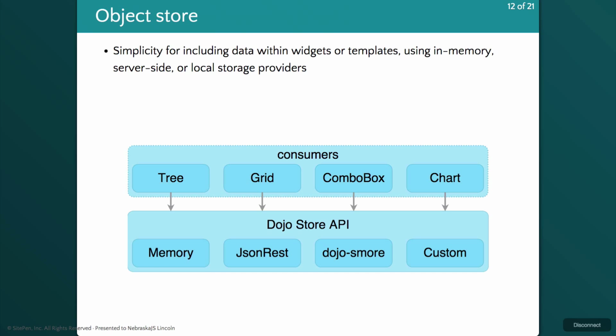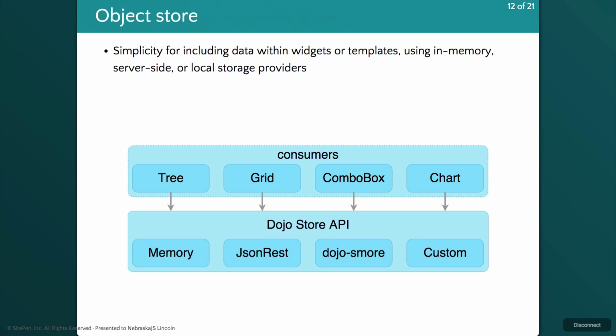All of the data interaction in Dojo kind of centers around these things called object stores. And so we create these stores, and Dojo comes with two of them out of the box, the memory store and a JSON REST store. And then you can create your own. It's like 20 lines of code, maybe. It's very easy to create your own. And then there's a whole bunch of third-party libraries on GitHub as well.